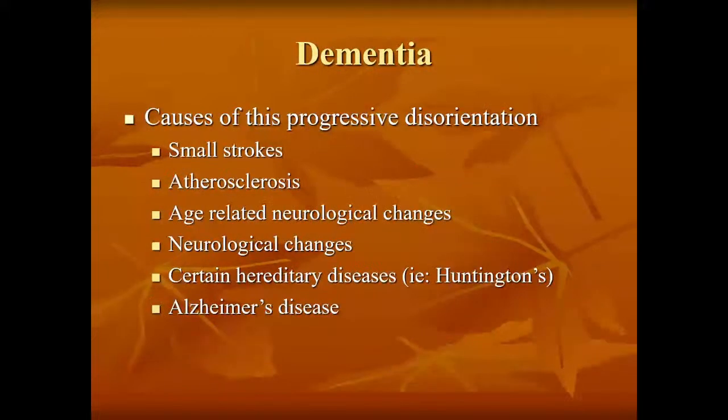So we kind of talked about this already. So dementia, this progressive disorientation, strokes, atherosclerotic disease, age-related neurologic changes in the brain, hereditary things, Huntington's disease. There's many others, but a lot of that stuff you're not going to fix. You can diagnose it, you can't fix it.